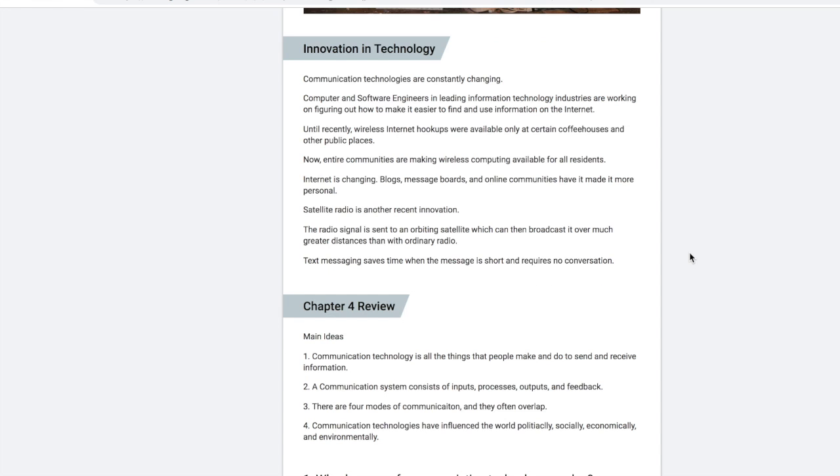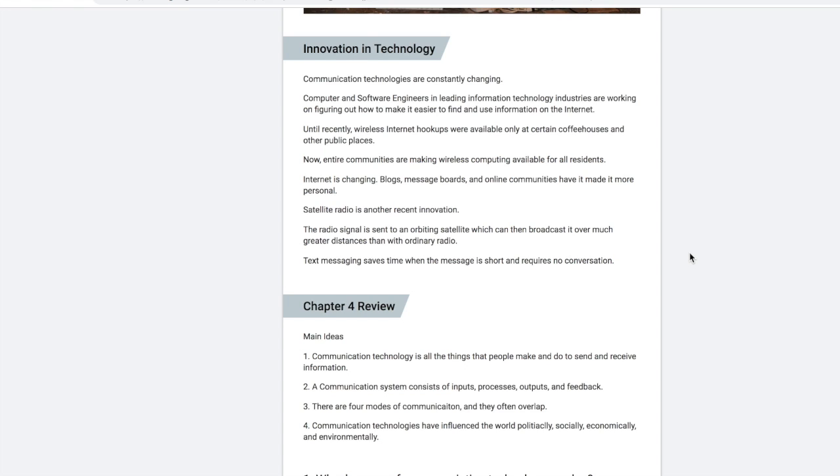Innovation in technology. Communication technologies are constantly changing. Computer and software engineers in leading information technology industries are working on figuring out how to make it easier to find and use information on the internet. Until recently, wireless internet hookups were available only at certain coffee houses and other public places. Now, entire communities are making wireless computing available for all residents.